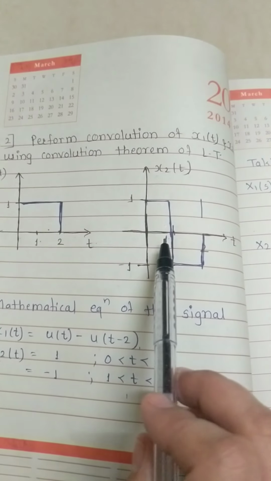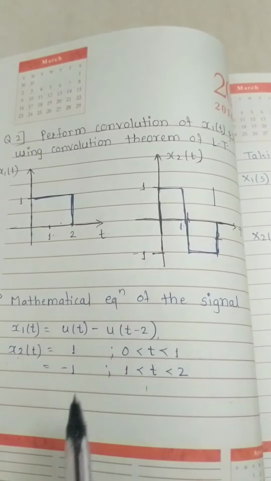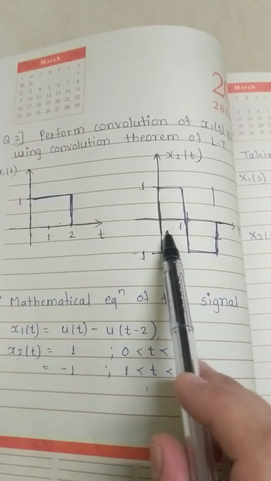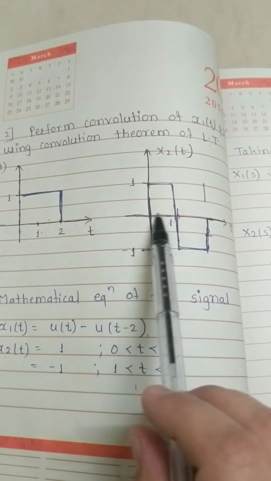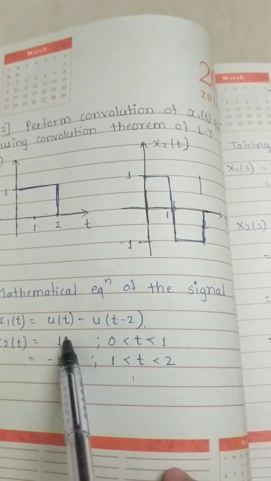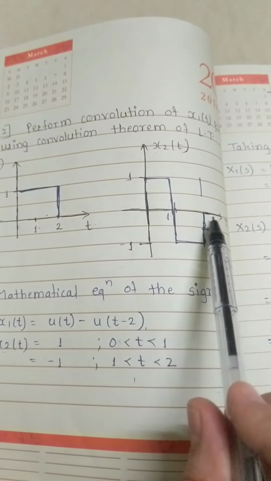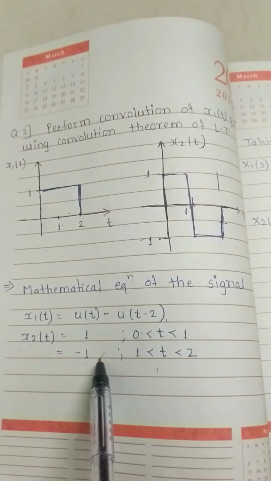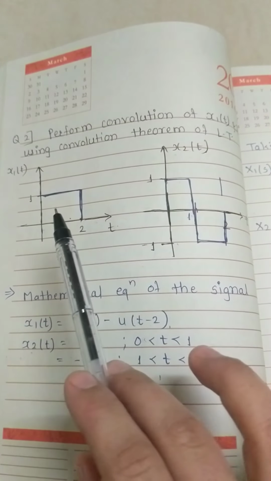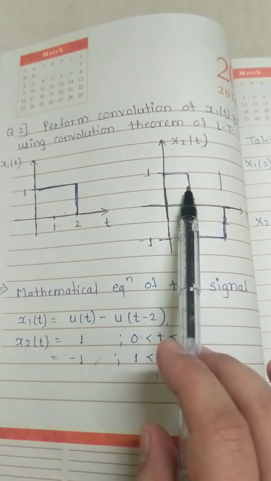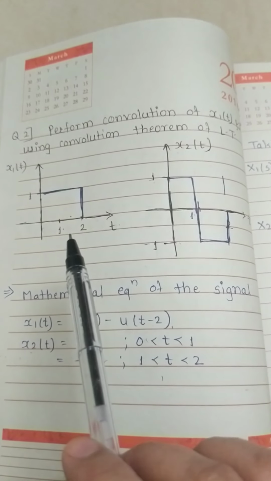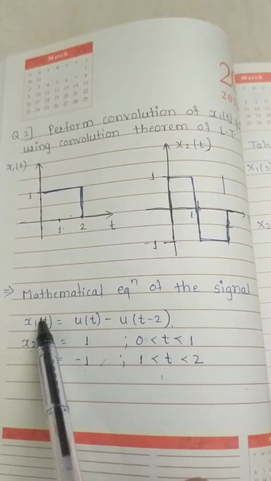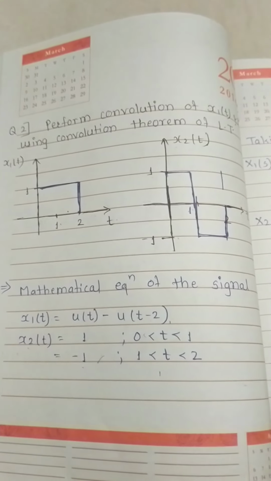Now let us again convert x2 of t into an equation. The x2 of t signal, from 0 to 1 the amplitude is 1, and in the range 1 to 2 the amplitude is minus 1. So these are the mathematical equations of x1 of t and x2 of t. Now according to the procedure of convolution, we have to take the Laplace transform of both signals.